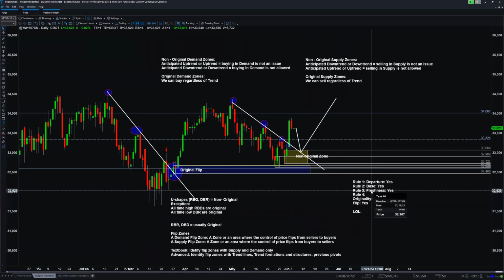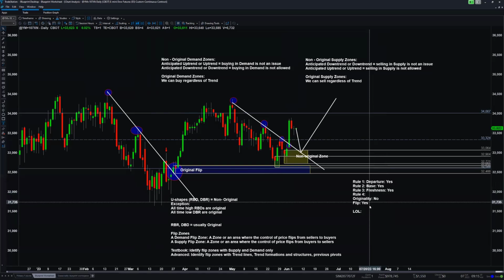Okay. So what we're trying to do here with our rules, we're trying to get as many rules ticked as possible, right? The more rules are ticked, here, for example, all of the rules would have been ticked: departure, base, freshness, originality, flip, right? The more rules you get booked here as a yes, the more probability you have that this small zone is actually going to work out, and probability as well as profitability, because you're ensuring quality of the zone too, right? So we're really being scientific here. We're adding a lot of rules.